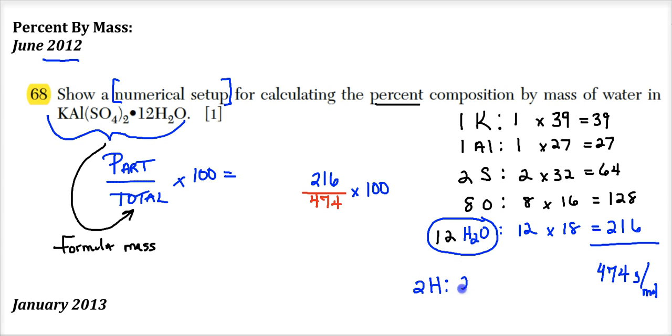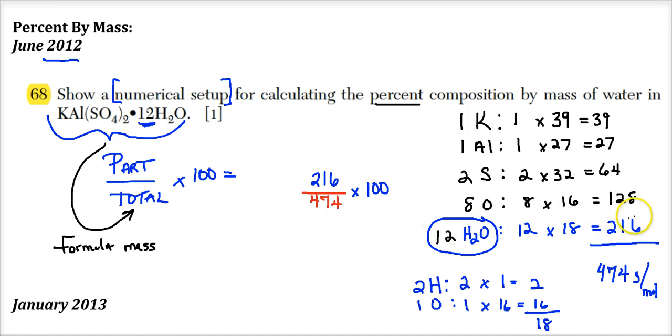Each H is 2 times the mass of one hydrogen, which is 1, plus in one water molecule there's 1 mole of oxygen atoms. 1 times 16 is 16, and certainly a mole of oxygen is 18. Since I had 12 of them, I just kept that together. Okay, we did this with hydrate problems.